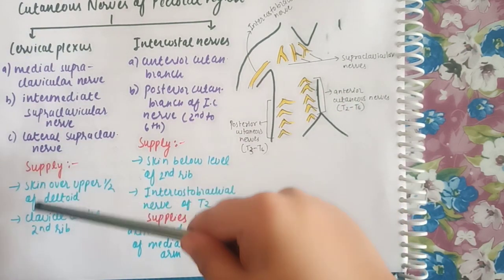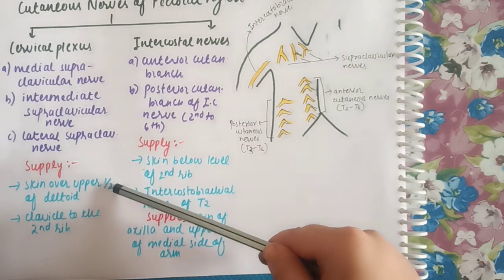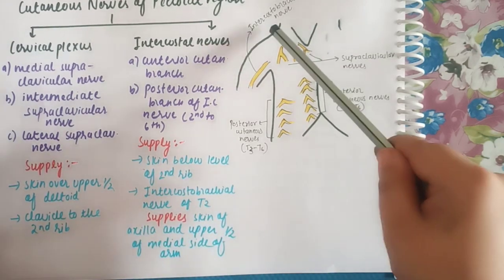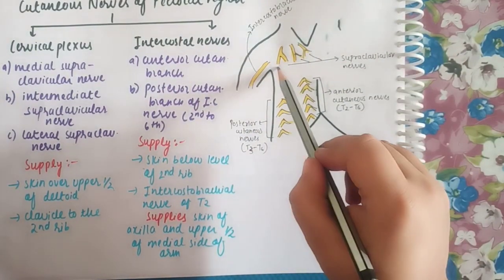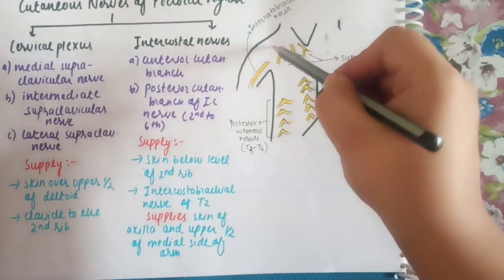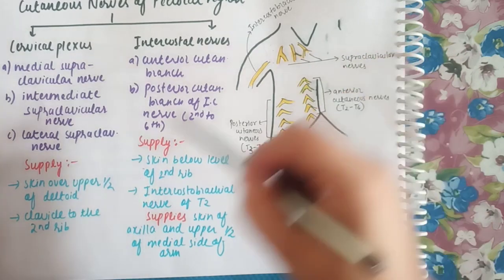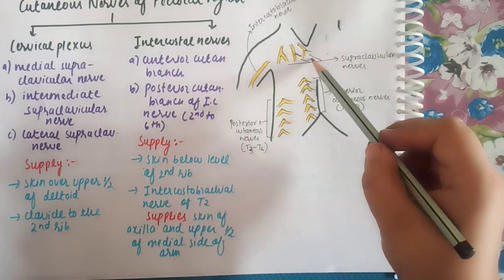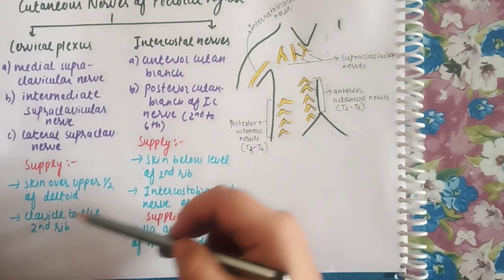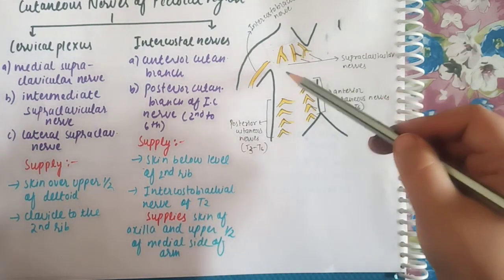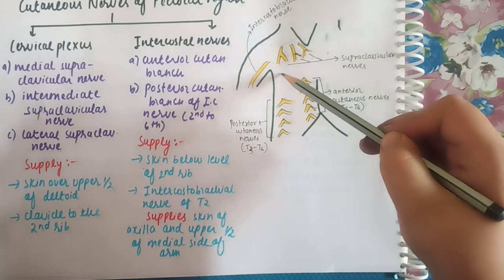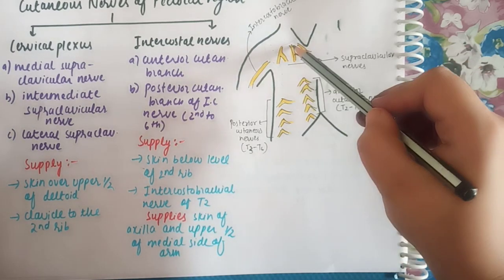Now they supply the skin over the upper half of the deltoid. So somewhere here is the deltoid. The skin over the upper half of the deltoid is supplied by the supraclavicular nerves, and also the area from the clavicle to the second rib. So somewhere here is the clavicle, and up to the second rib, this is what it supplies. So this is supplying from the clavicle to the second rib.